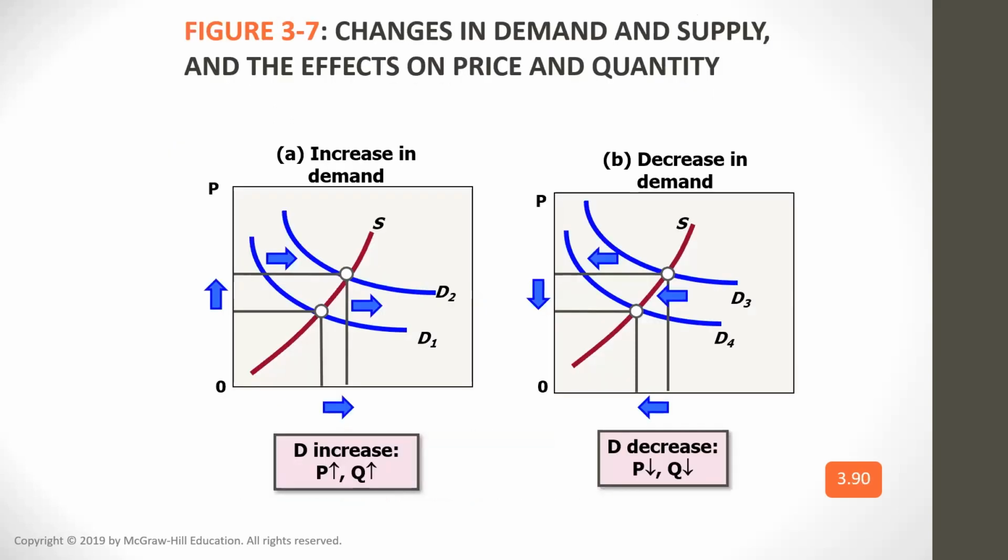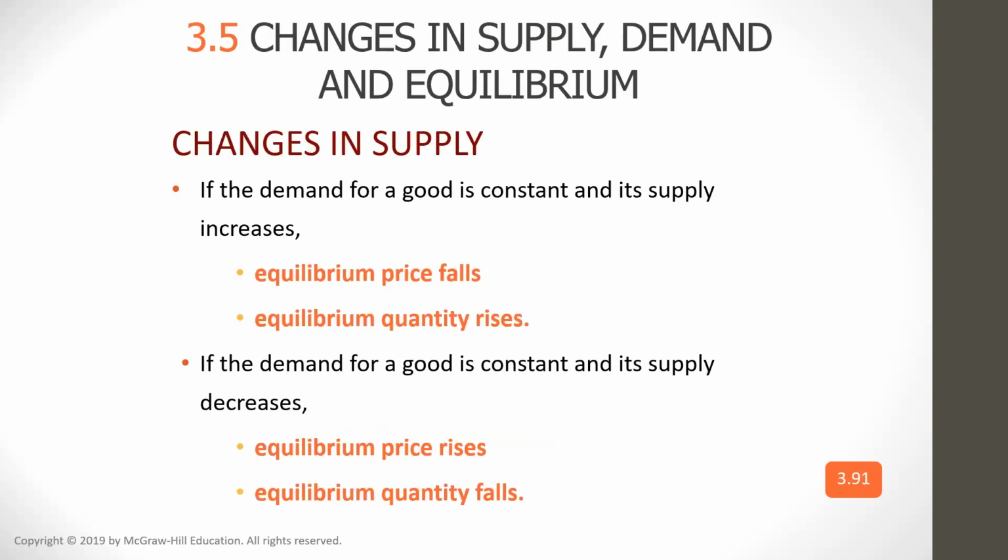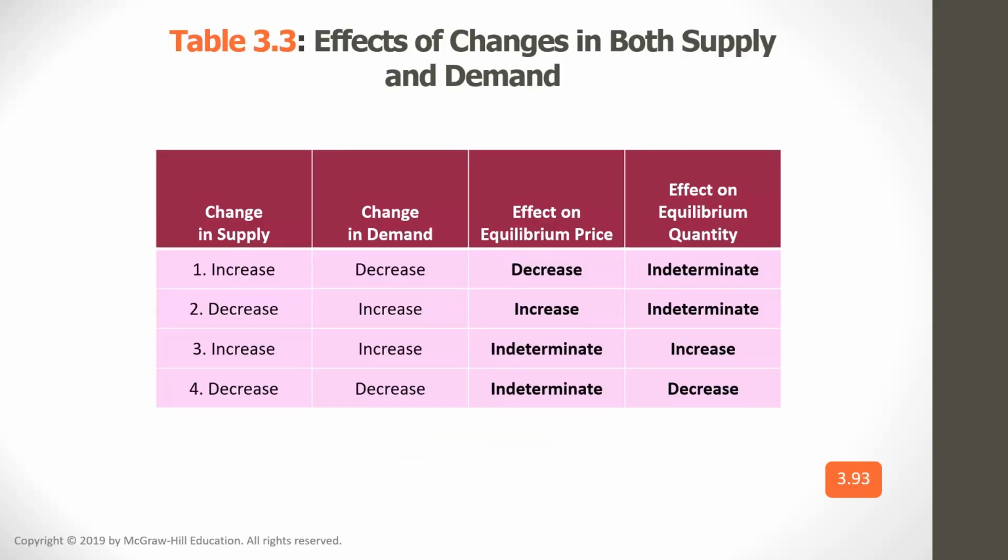Changes in supply: with the demand for a good constant, supply increases, equilibrium price falls, and equilibrium quantity rises. If the demand for a good is constant and supply decreases, equilibrium price rises and equilibrium quantity falls.